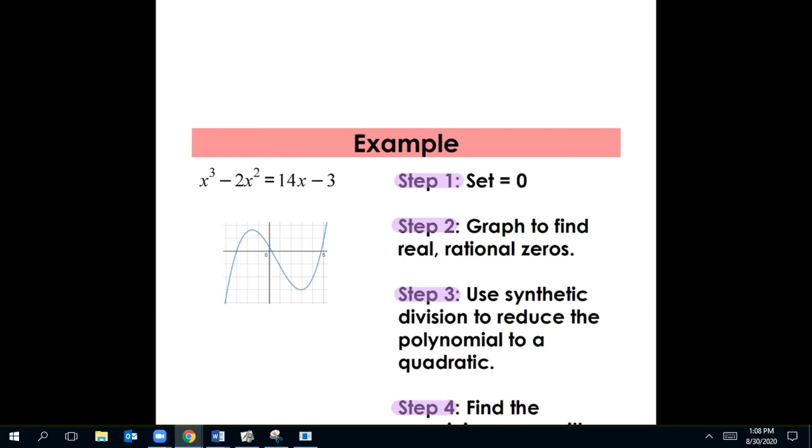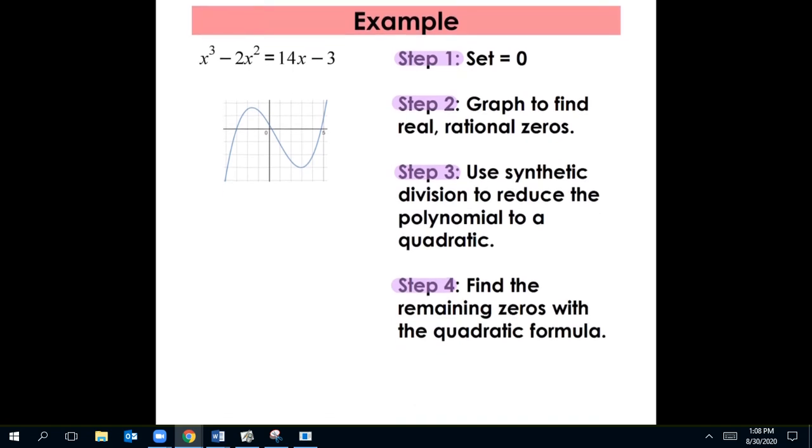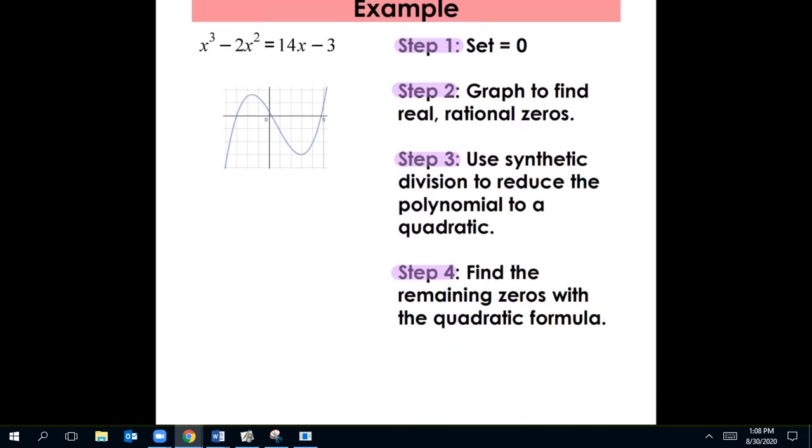So let's just do a quick example from beginning to end so that we can make sure that we know how to do this. Let's get going. We have x cubed minus 2x squared equals 14x minus 3. So first step is to make sure this is always equal to 0. It's got to be equal to 0. And so I'm going to subtract the 14x and add the 3.